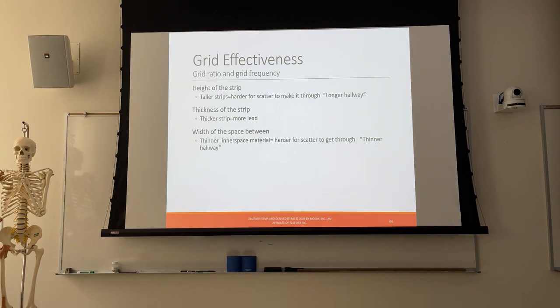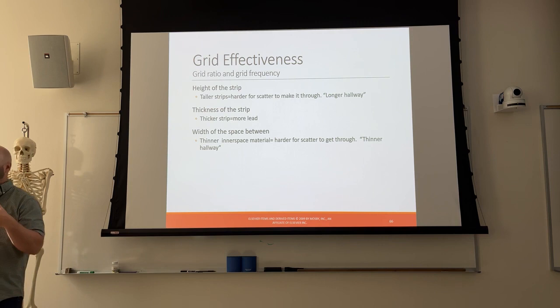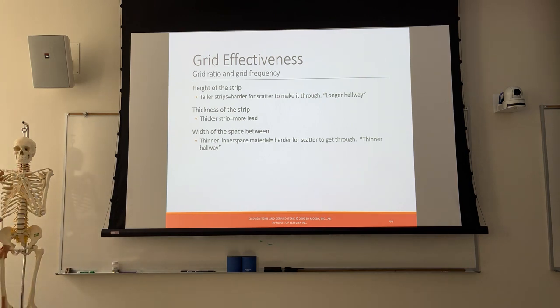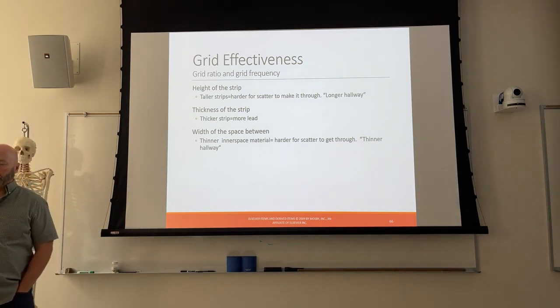We don't want that. So really the better way to increase grid effectiveness, the problem with the tall strips is that we've got a thick grid. And with a thick grid, what we've got is an increase in OID. The increase in OID, we lose sharpness of recorded detail, right? So the better way to do it would be to narrow those hallways, make them more narrow, and that would also increase grid effectiveness. So grid ratio is the height of the strip divided by the distance in between those strips. So it's the thickness of the interspace material.